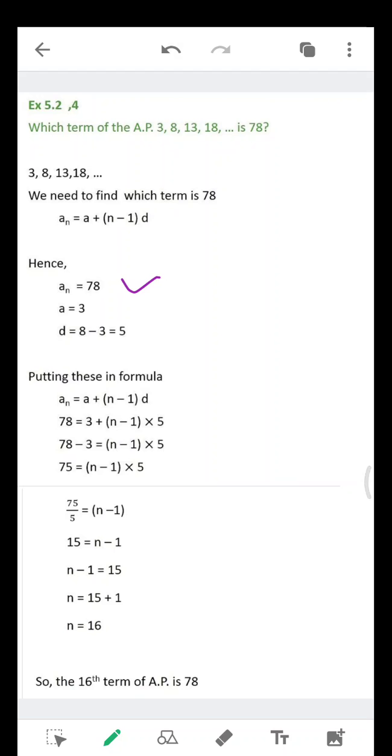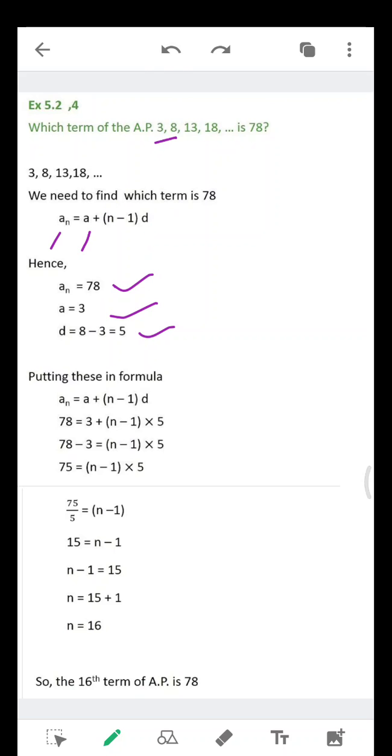78 is your a_n, that is the unknown term, we don't know which term it is. And here in this series you can see a is nothing but the first term, 3, and d is the common difference, t2 minus t1, 8 minus 3, so the common difference is 5. So we have a_n, we have a, and we have d. We don't know the value of n. Once you get the value of n by solving, you will get which term of this AP is 78.